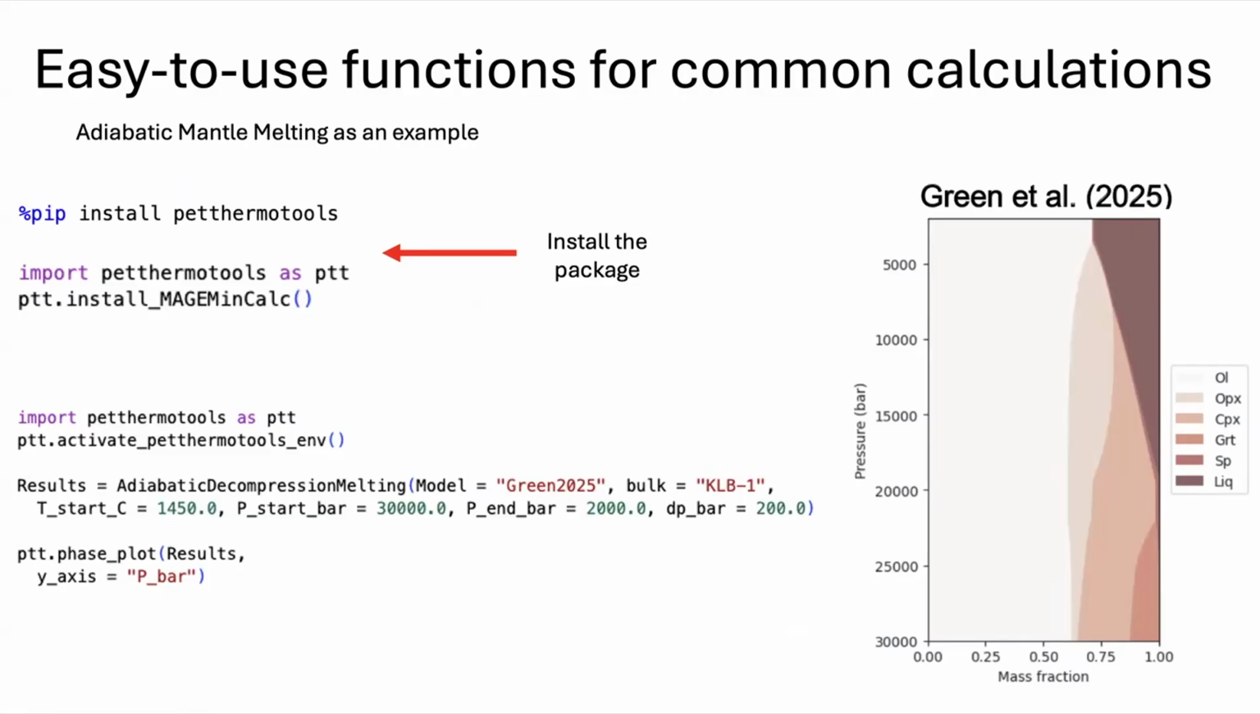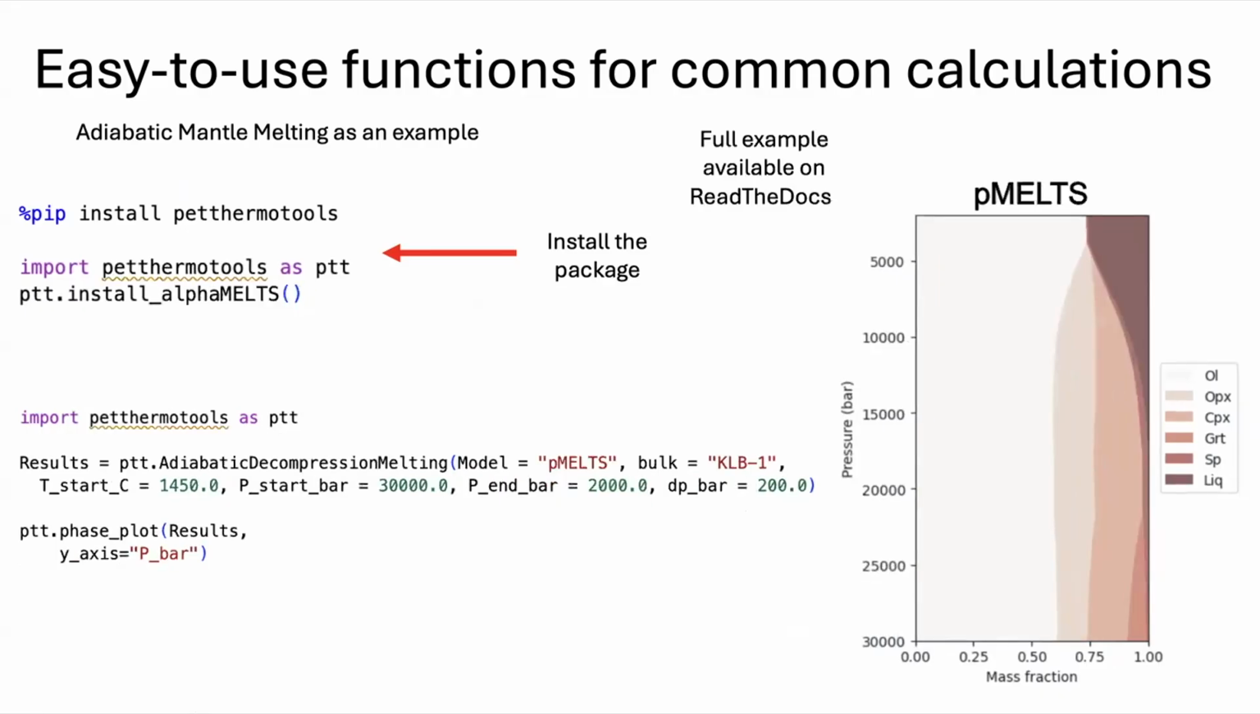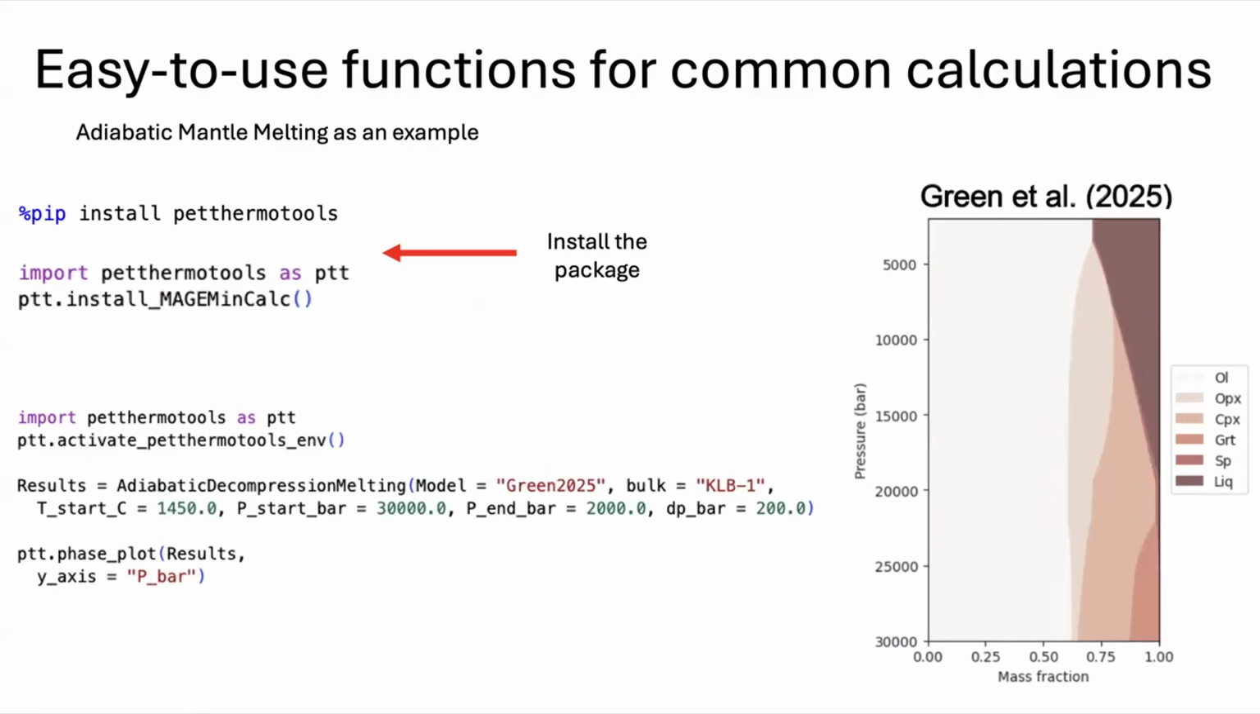And then the only other change you need to make, if you want to switch between doing MAGEMin calculations and MELTS calculations, is to change that model keyword argument. So here we'd specify the Green et al. 2025 thermodynamic model. You can run exactly the same calculation and produce essentially the same plot. So very easily, just by changing one keyword argument, you can switch from the MELTS world into the Green et al. 2025 thermodynamic model, easily comparing these different approaches, which has been quite tricky to do in a nice, simplified way in the past.